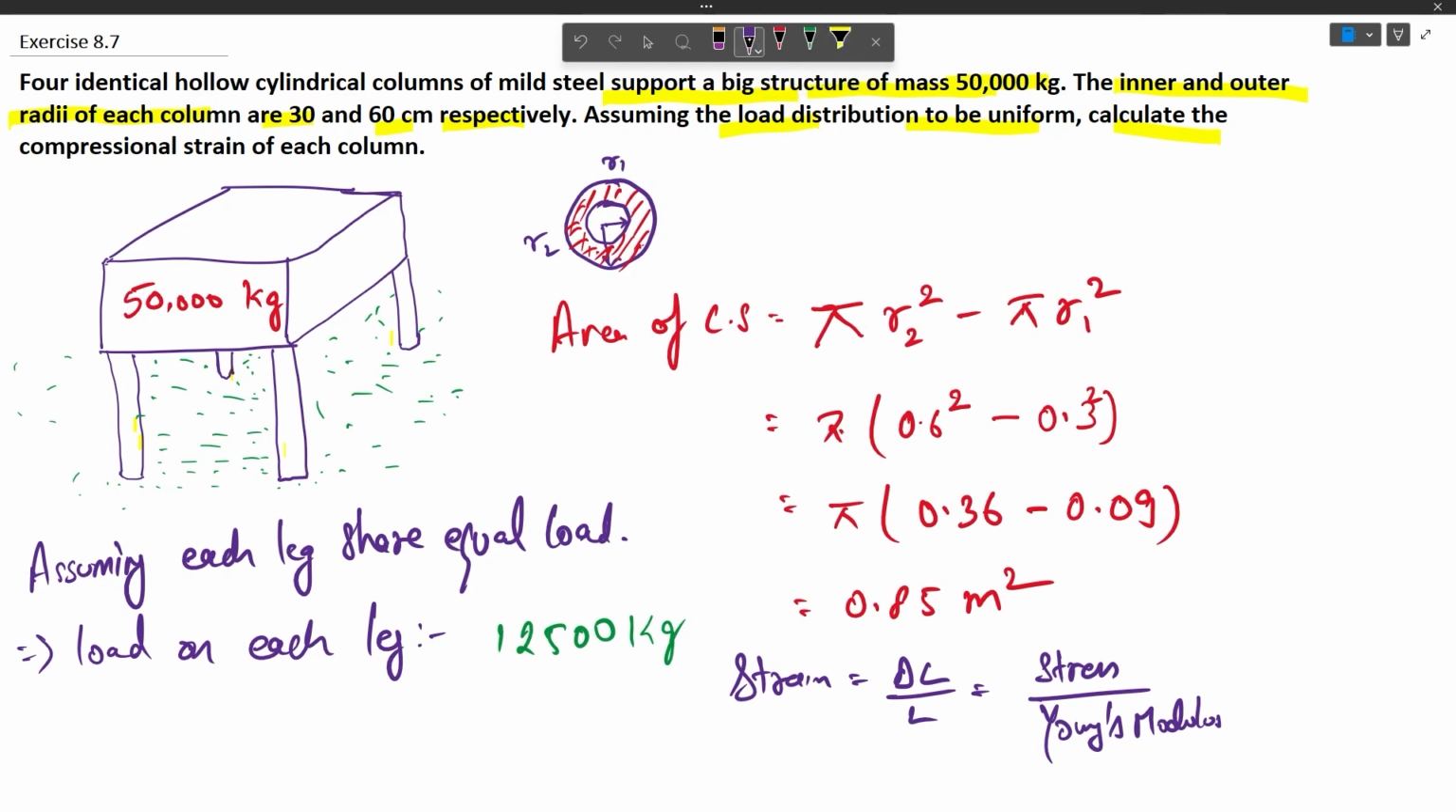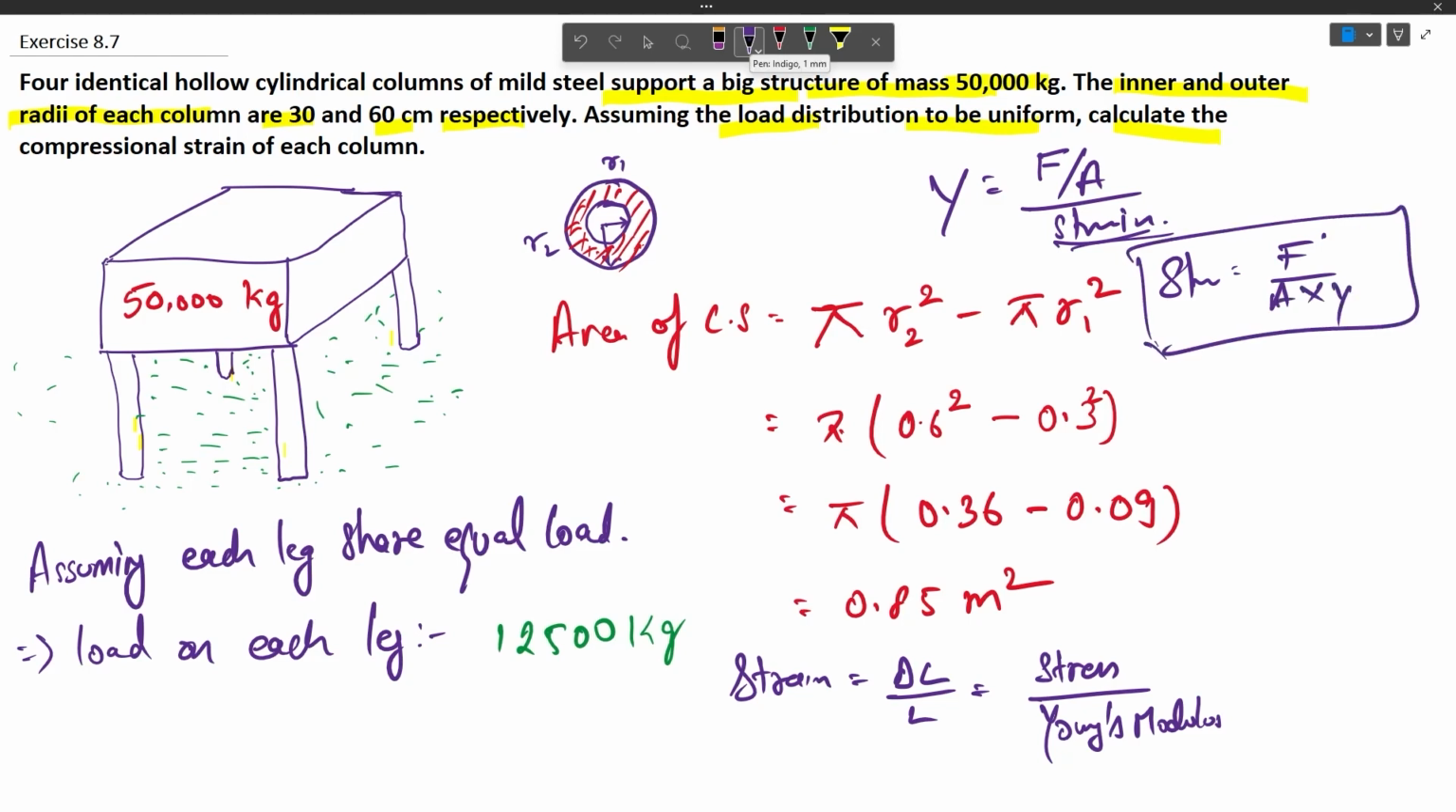For this, we know that the formula that we have to use is, again, Young's modulus is equals to stress, that is load or force, divided by cross-sectional area divided by strain. Now since strain can be found out as strain equal to force divided by area multiplied with Young's modulus, we will be using this equation. So here we have been given the cross-sectional area. We can calculate the cross-sectional area by first taking the area of circular region of the bigger radius, and then subtracting the smaller radius area from it, like this. Now the cross-sectional area is 0.85 meter square.